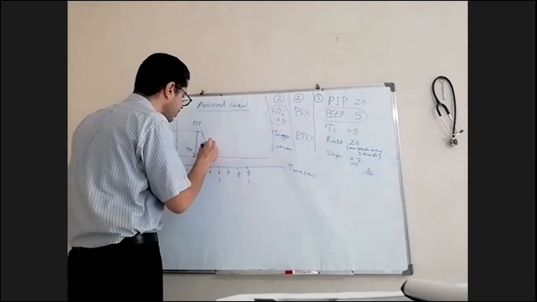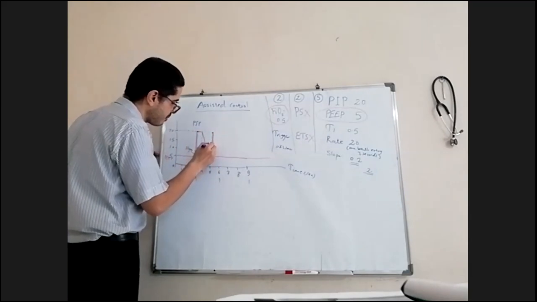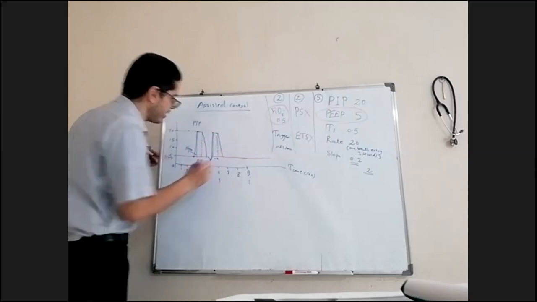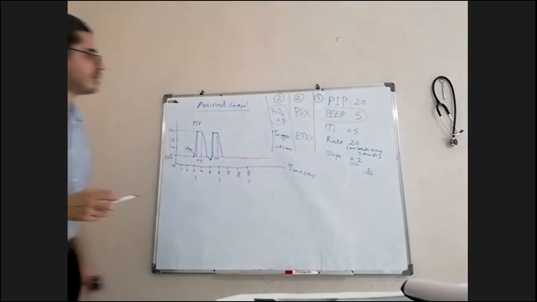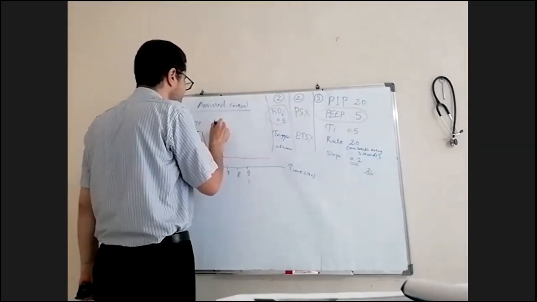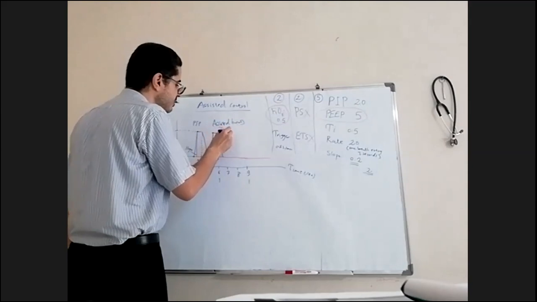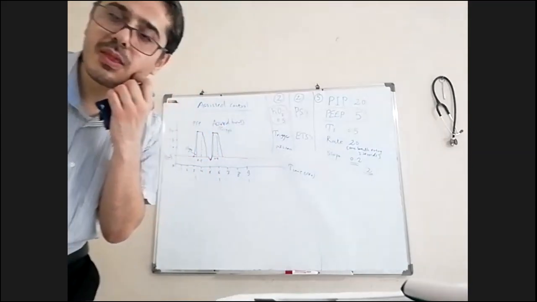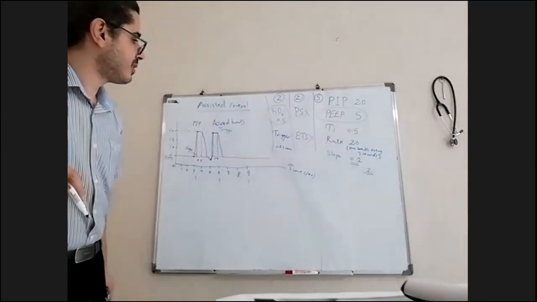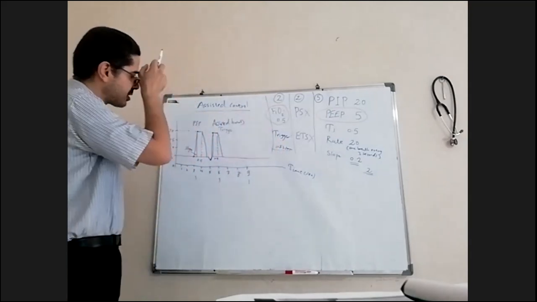So the patient will get support from the ventilator, with the peak inspiratory pressure of 20, the same slope and the same TI, and will go into expiration. So what type of breathing is this? Assisted breathing. What is the trigger in this breathing? Is it from the ventilator or the patient? From the patient. Since we are setting a flow trigger, it is from the patient.